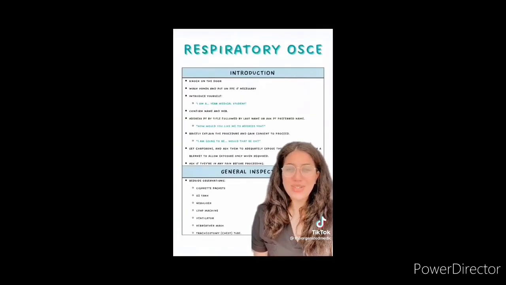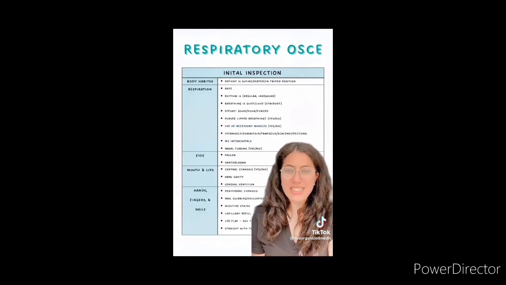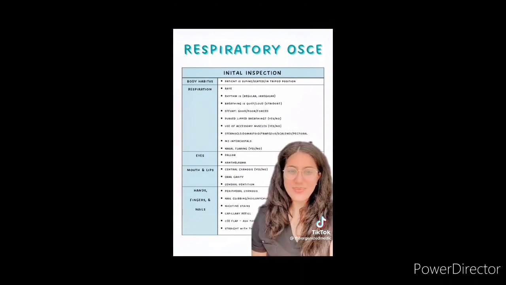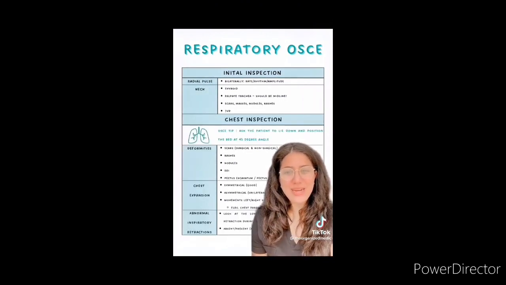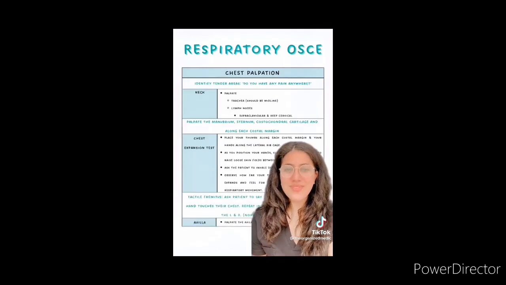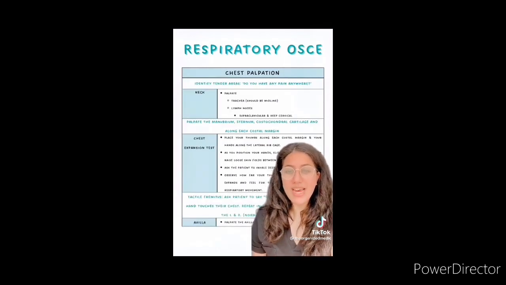Let's review how to do a lung and breath sounds examination. First things first, introduce yourself and do a general inspection. Next, we want to take a look at body habitus, respiration, eyes, mouth and lips, hands, fingers and nails. Don't forget to check the radial pulse as well as the neck. Next, we want to move on to our chest inspection. We want to look for deformities, any abnormal breathing, and the chest expansion. Move on to chest palpation. Remember to identify any tender areas before continuing. Also do the chest expansion test and check within the axilla of the arm.